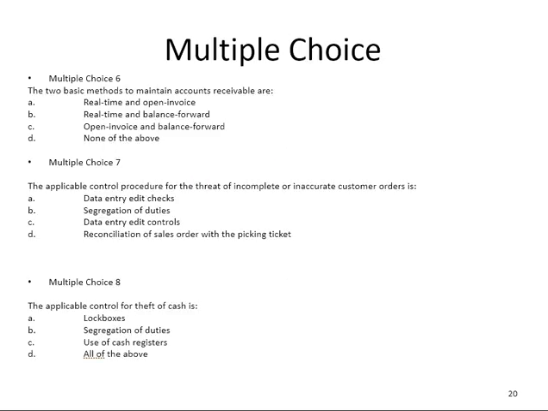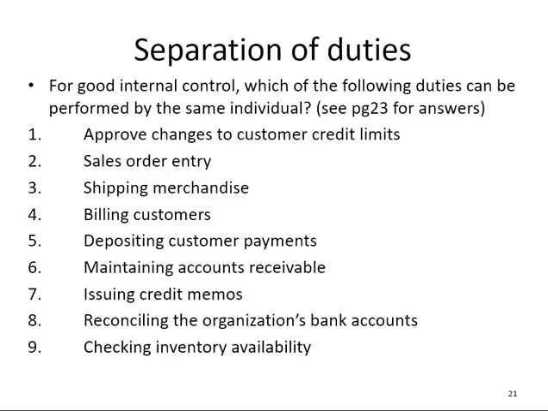Right, we have some multiple choice questions. And here we have a practice question on separation of duties. Okay. So for all these activities, which of the following can be performed by the same individuals? Okay, by the same individuals, which means there's no conflict. Okay. The answer will be posted on page 23.